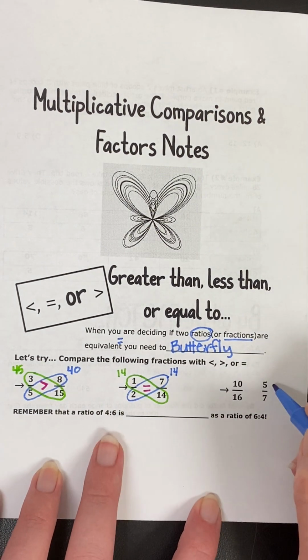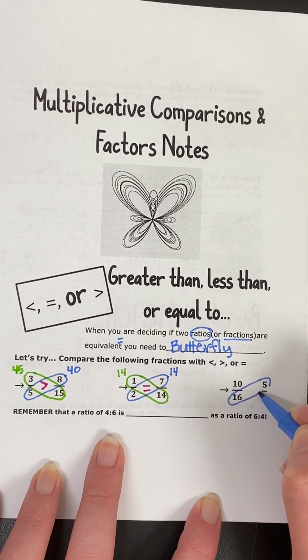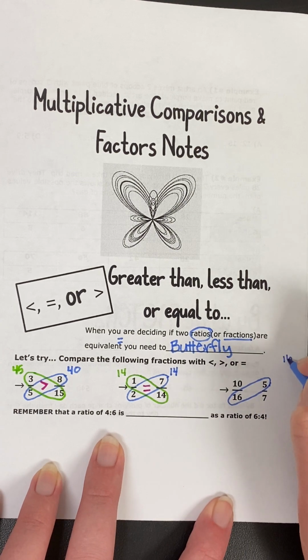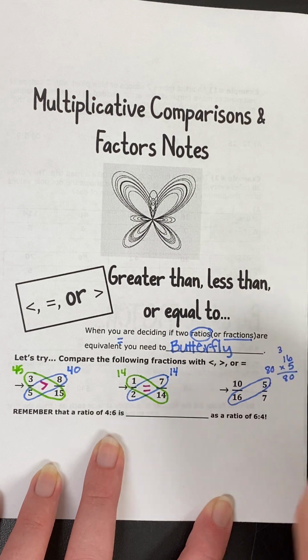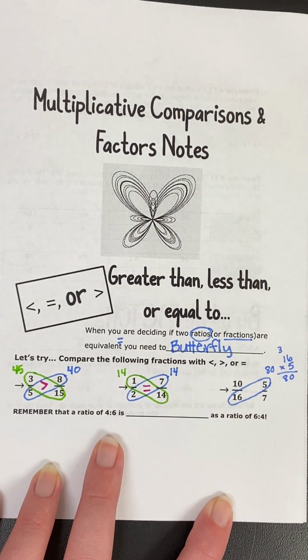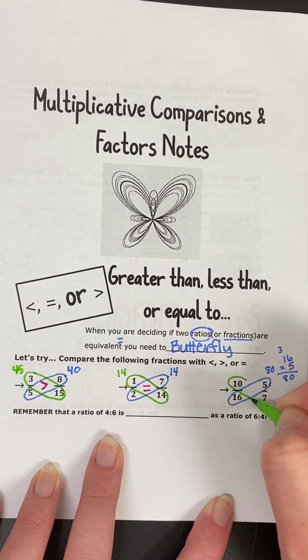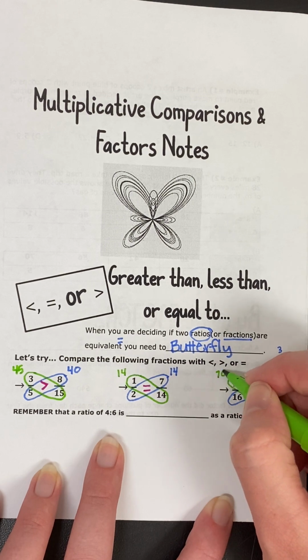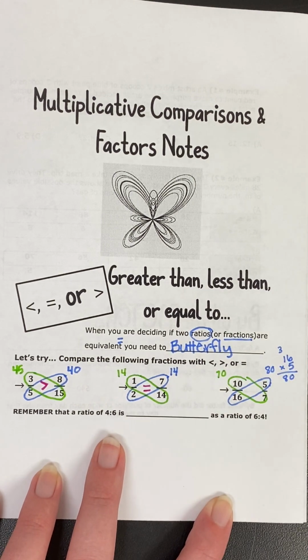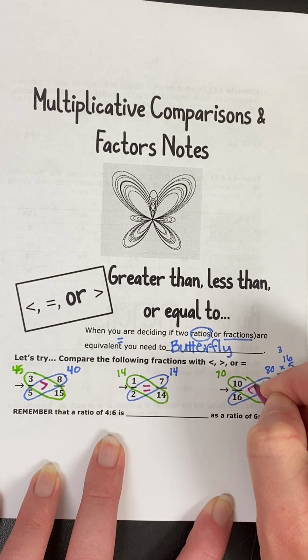My third one, I do 5 times 16. So I need to do 16 times 5. 5 times 6 is 30. 5 times 1 plus 3 is 8. So my answer is 80. And again, answers always go at the top corner. 10 times 7 is 70. 80 is bigger, so my 5/7 is bigger than 10 over 16.